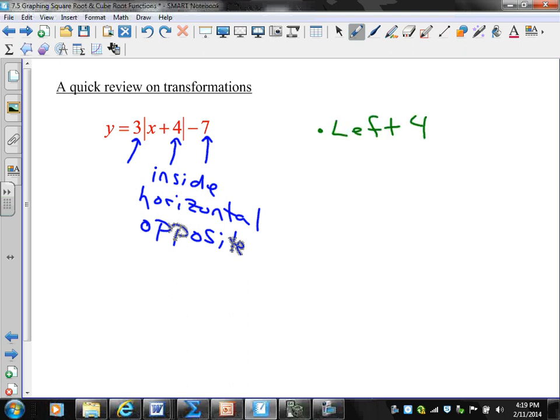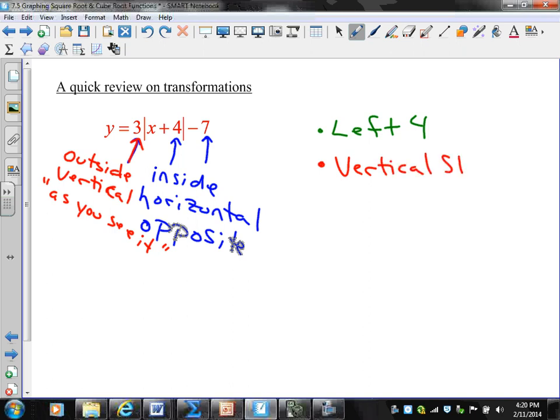Second thing on our list, if we follow the order of operations, is we have this multiplying by 3 going out here. Well, that's outside. That means it's vertical, and it's, in my words, as you see it, not the opposite. So that multiplying by 3, remember, had the effect of stretching it. So this is going to be a vertical stretch, and we say vertical stretch factor 3 in this case.